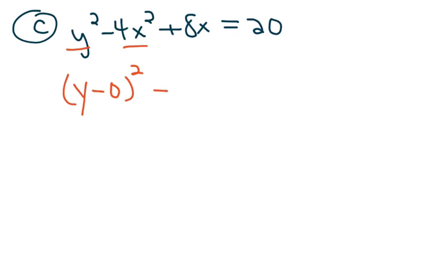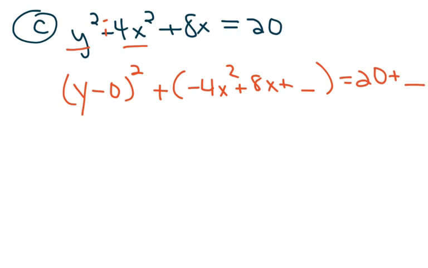Here's the next problem. Remember that subtracting something is the same as adding a negative. And I'm going to have to complete the square. So I'm going to start by doing this. Negative 4x squared plus 8x plus blank is equal to 20 plus blank. The reason there's only one additional blank on the right-hand side is because I'm only actually adding one number to the right. I don't have to add 2 numbers.